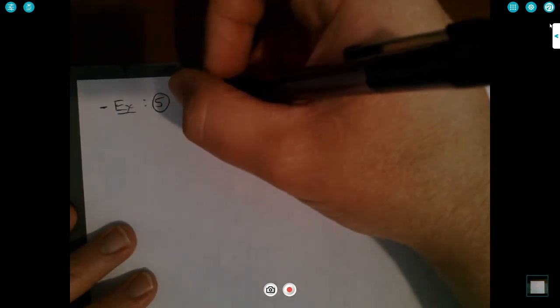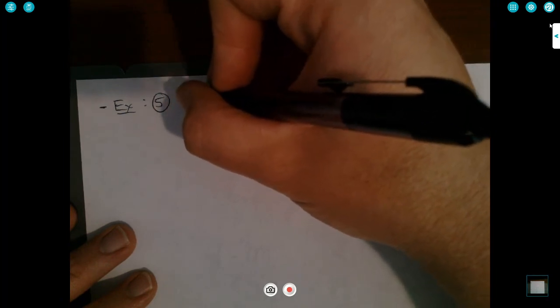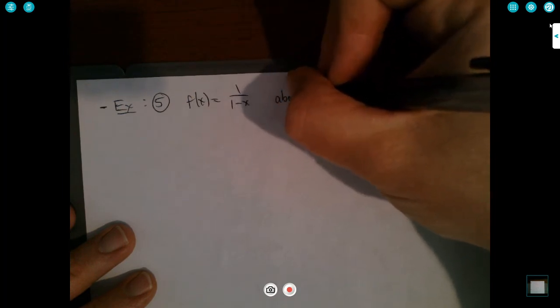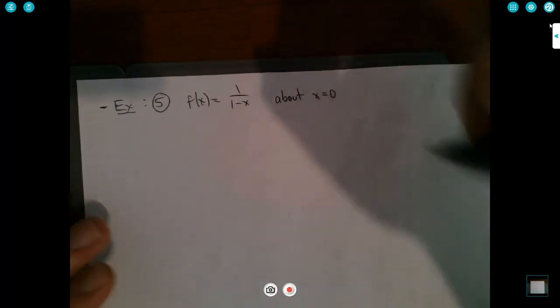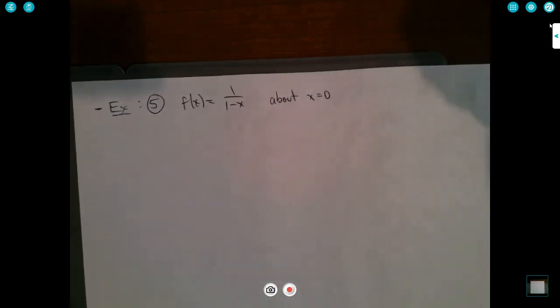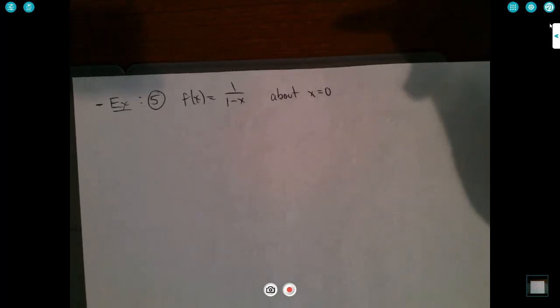Let's find the Maclaurin polynomial for 1 over 1 minus x. So f of x is 1 over 1 minus x. And since it's the Maclaurin polynomial, it's going to be about x equals 0. That's what it means to be a Maclaurin polynomial, right? But let's write our final answer in summation notation. Okay, so here we go.